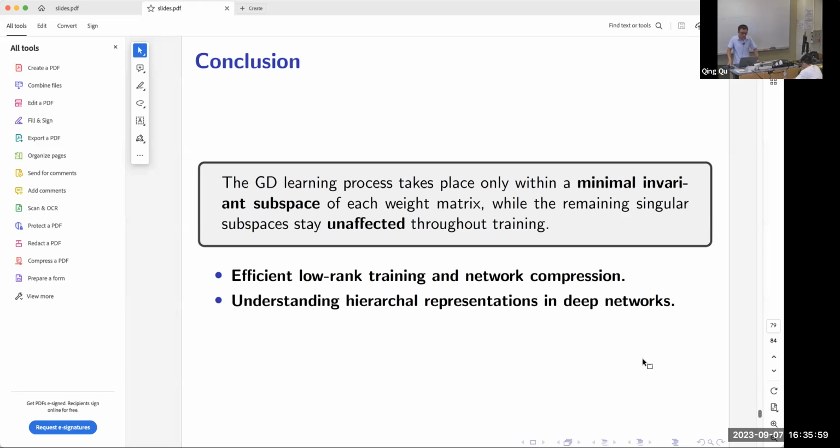And by leveraging this idea, you can do a lot of things. I think the majority are two things. One is that you can do efficient low-rank training and network compression. And it could potentially shed light on some LoRA type of methods. And secondly, we can utilize this idea that the training is only happening in an invariant subspace to understand why the network is hierarchically doing feature compression and separation across layers. Thank you. I will take any questions.